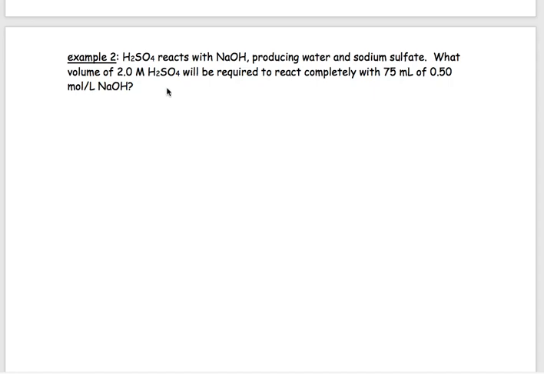Okay, we need to find the volume of sulfuric acid knowing the concentration, because I know M means it's the same as mole per liter. Okay, so M is the same as mole per liter. It's a way that chemists write mole per liter, just in a more simplified form. So we need to know what volume is required to react completely with 75 milliliters of 0.5 mole per liter sodium hydroxide.